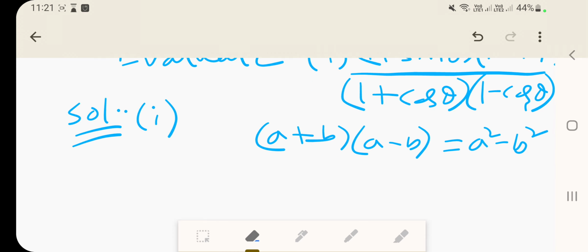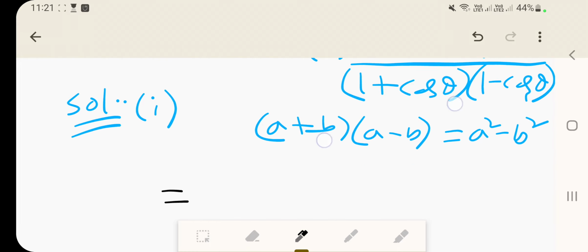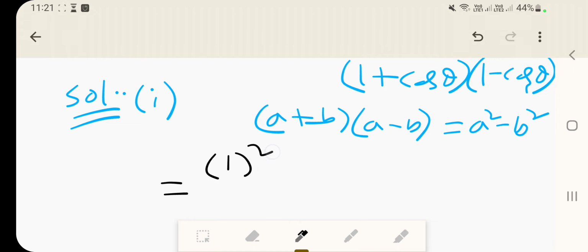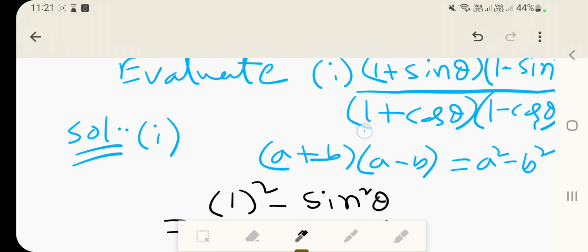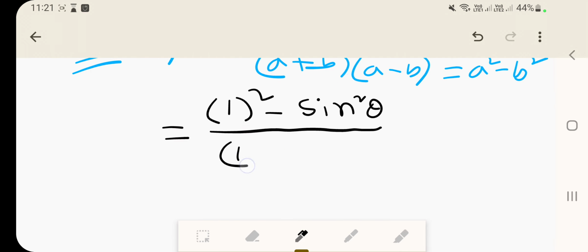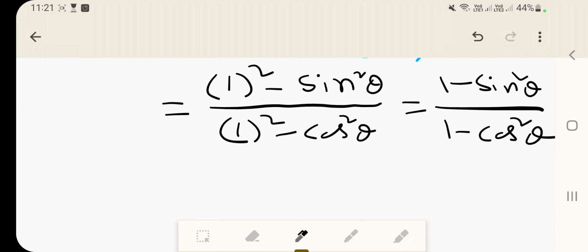So you should be a little careful here. What we get: 1 plus sin theta into 1 minus sin theta, we can write as 1 square minus sin square theta, divided by, b in the denominator is cos theta and a is 1, so again 1 square minus cos square theta. 1 square is 1, so 1 minus sin square theta divided by 1 minus cos square theta directly.